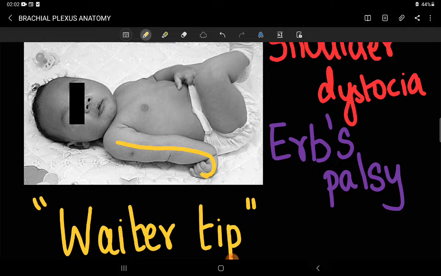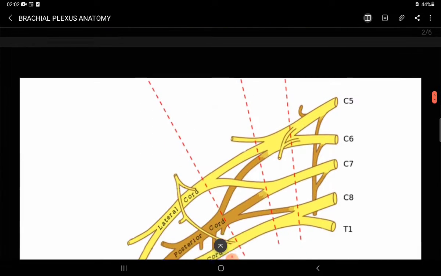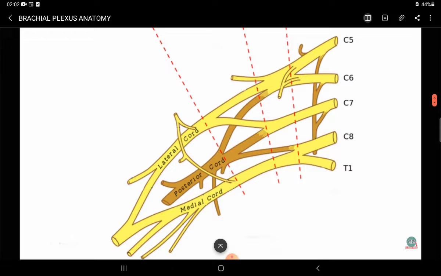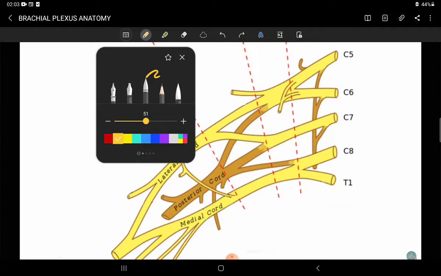Okay, so let's jump into today's video, which is on the anatomy of brachial plexus. This image is a very good image to understand and memorize brachial plexus. Okay, so when you look at this image, first of all I will label it.